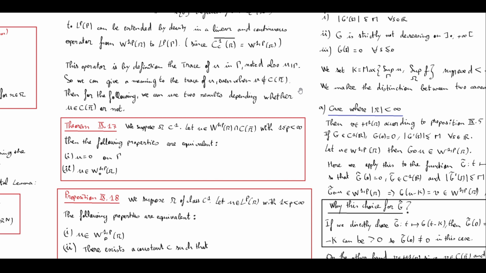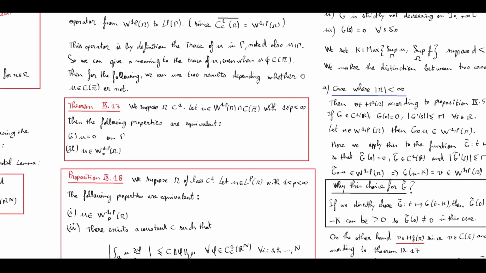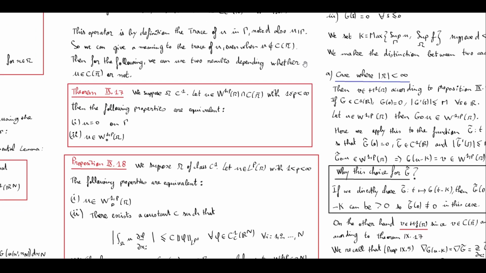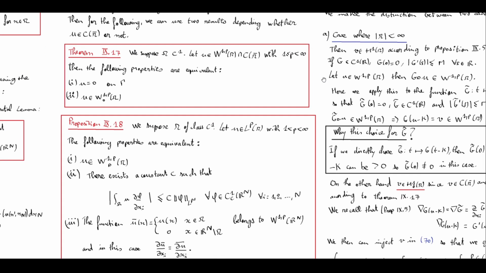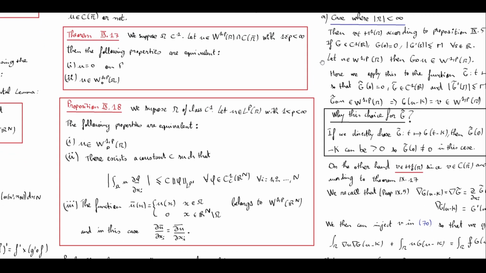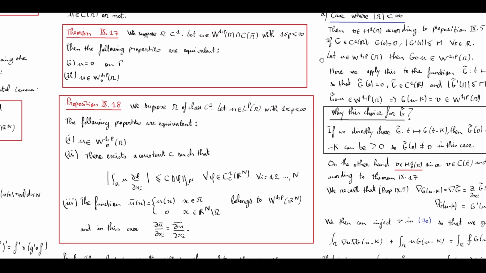Then for the following, we can use two results depending on whether u is in C(omega bar) or not. Theorem 9.17, where we suppose omega is C1 and u is in W^(1,p)(omega) intersect C(omega bar) with p greater or equal to 1. Then the following properties are equivalent. If u equals 0 on gamma, it is the same thing as saying u is in W^(1,p)_0(omega), and it goes in the other way around.